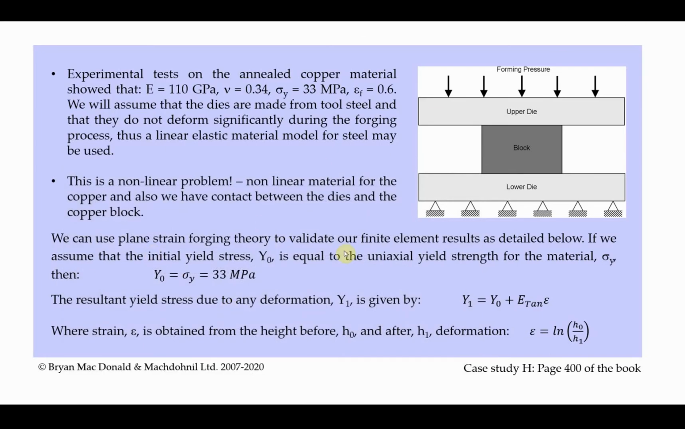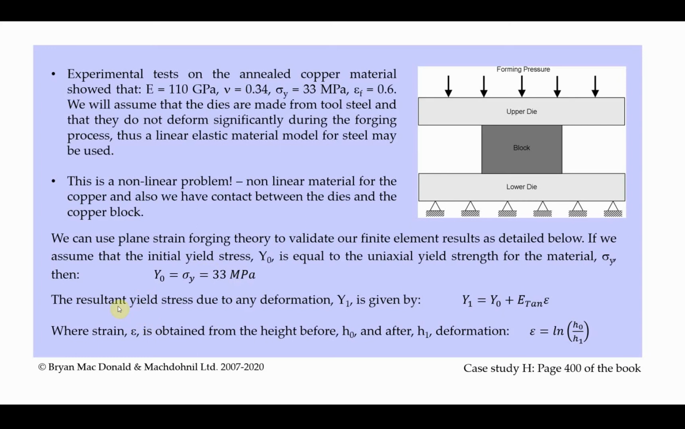So we're going to use plane strain forging theory. If we assume that the initial yield stress, Y0, is equal to the uniaxial yield strength for the material, sigma Y, which is the yield strength we get from our tensile test or compression test, whichever, then here Y0 is sigma Y, which is 33 megapascals.